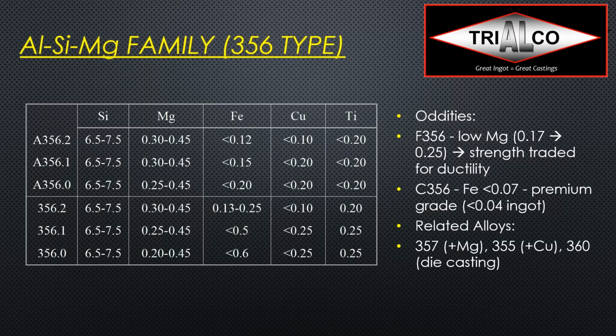Oddities in this family is really the F356, which is a low magnesium version. So it's usually about 0.2 only, which trades strength for ductility. And then the C356 is a very low iron, below 0.07 in the casting, 0.04 in the ingot. The related alloy is the 357 family, which just adds more magnesium. The 355, which adds a little bit of copper, and then the 360 variant, which is a die casting alloy.